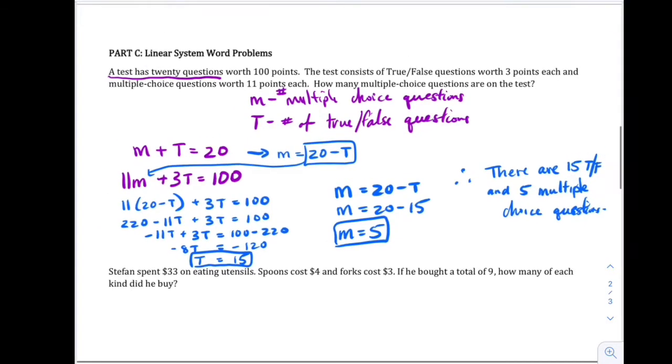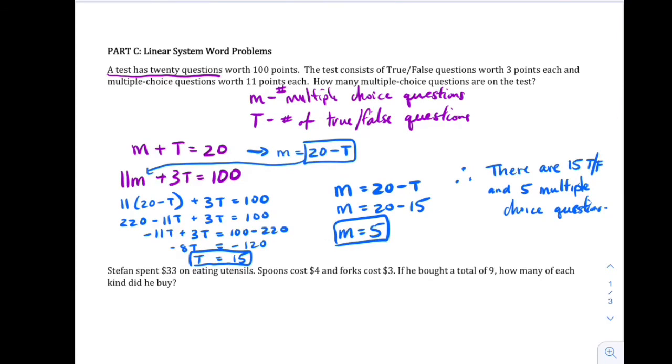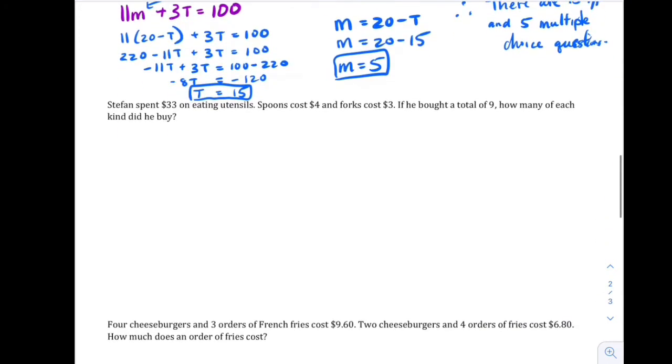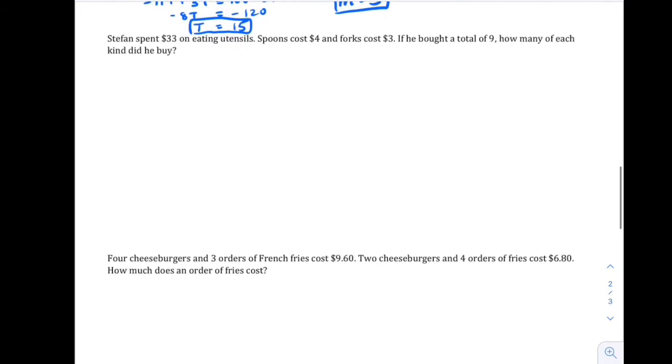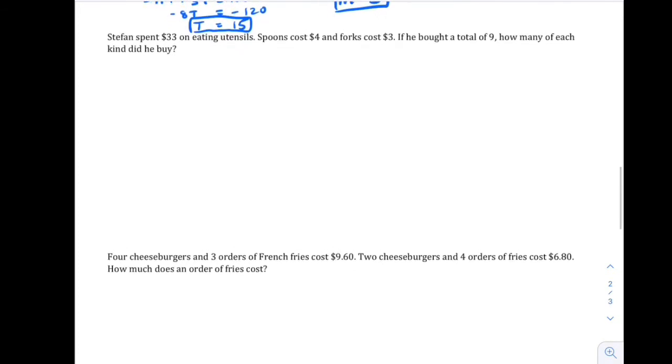And there we go. So just like ones that we've seen before, nothing out of the ordinary. Same with the next one that we see. You can see it's very similar to ones that we'd seen in the past. Next one talks about Stefan. He bought some eating utensils, so he's buying forks and spoons. It says he spent $33 on his eating utensils. Spoons cost $4 and forks cost $3. If he bought a total of 9 utensils, how many of each kind did he buy?